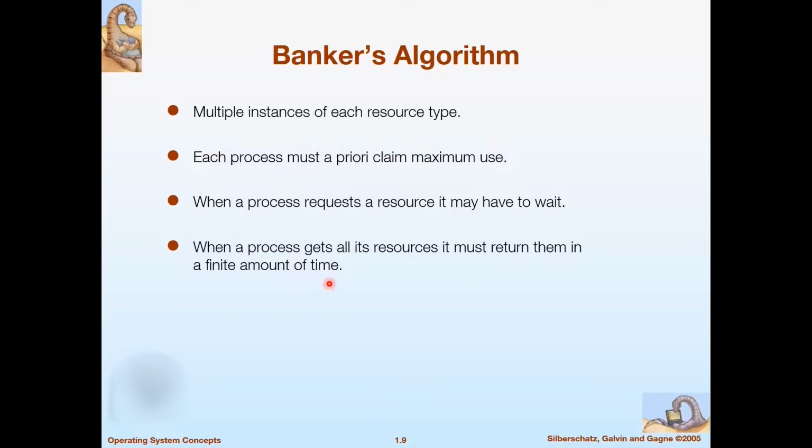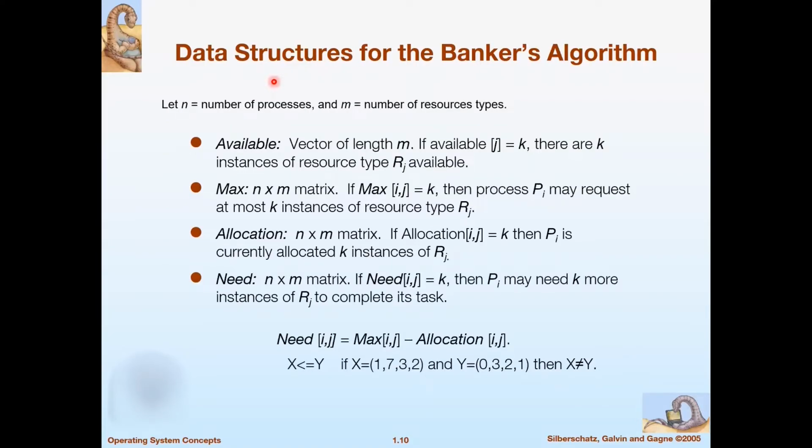The name of the algorithm was chosen because the algorithm could be used in a banking system to ensure that the bank never allocated its available cash in such a way that it could no longer satisfy the needs of all its clients. Several data structures must be maintained to implement the banker's algorithm. We need all these data structures, where n is the number of processes in the system and m is the number of resource types. And as we have said, every resource type can have k identical instances of that resource type.